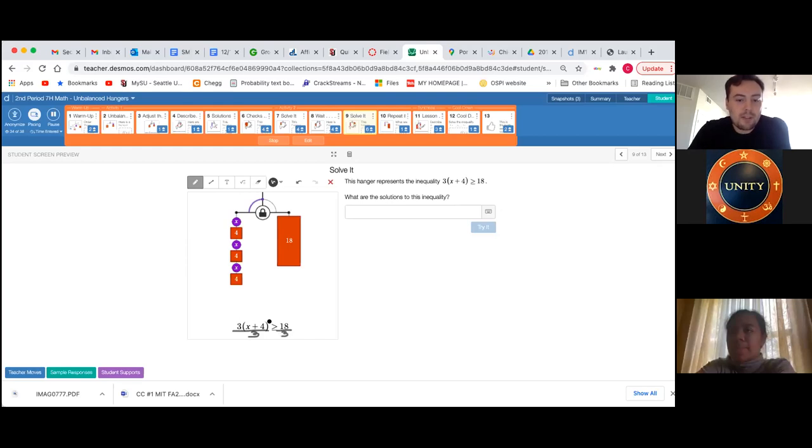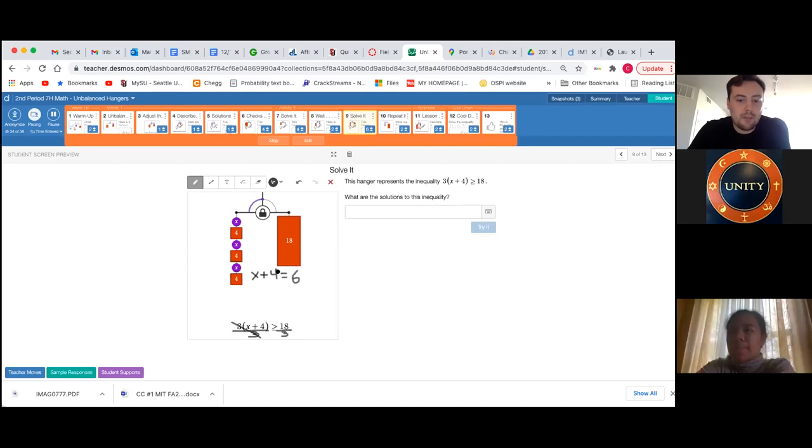Because we can treat this parenthesis as if it's like an X or a Y or a 5. Because it's closed off, this 3 is being multiplied to this whole thing. So if we divide by 3, the 3s cancel out and we're just left with this X plus 4. But then also we have to keep in mind this 18 divided by 3. So if we cancel out these 3s, we'll have X plus 4, and that would equal 18 divided by 3. And what's 18 divided by 3? That is going to be 6.